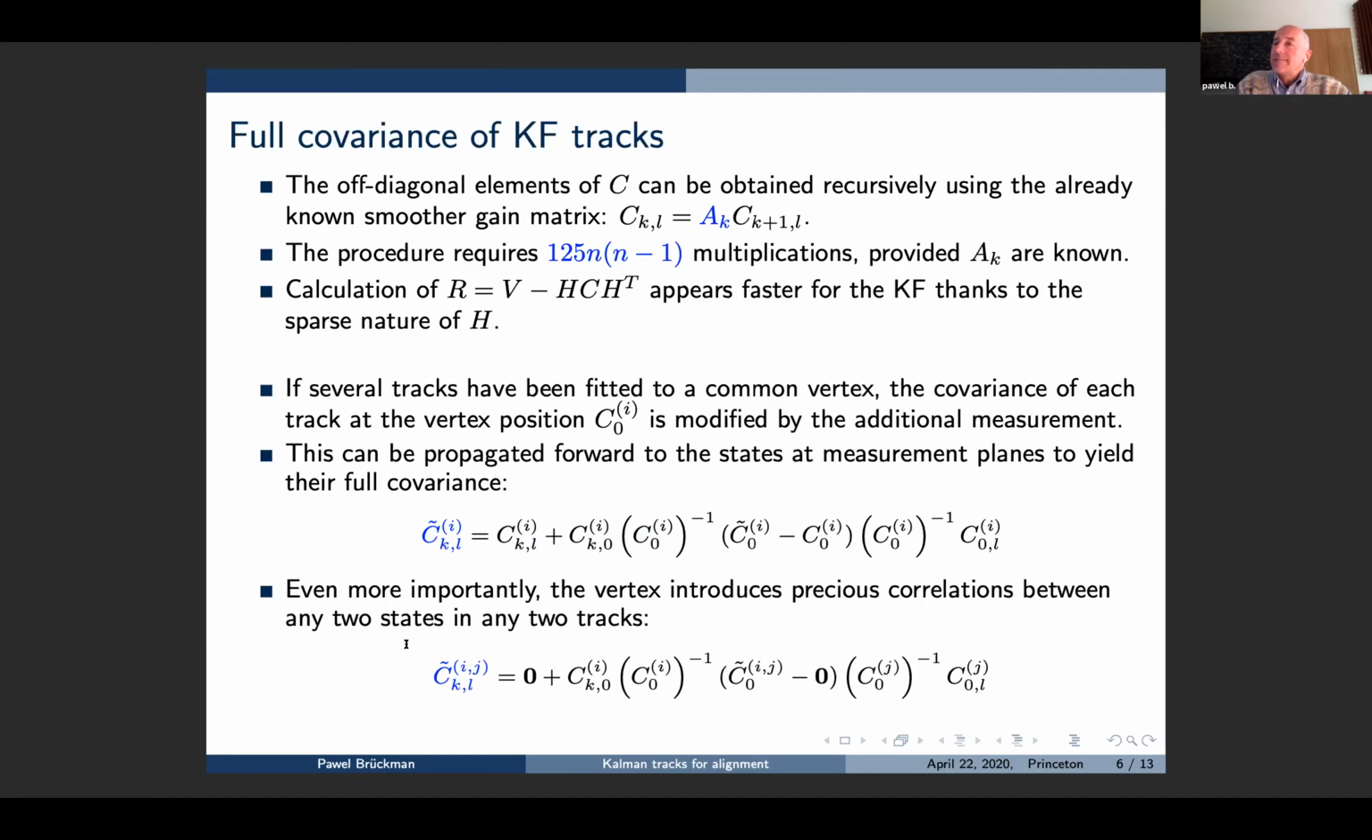Then even more importantly, actually, for the alignment, the vertex introduces precious correlations between any two states in any two tracks. And these can be obtained, again, in exactly the same way, where in this formula I deliberately put zeros to show that originally, before we fitted the track, there was no correlation between two different tracks, neither at any measurement plane nor at origin, so at the vertex.